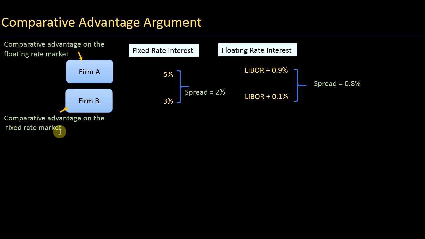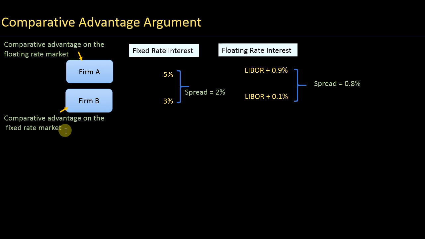market. The reason we say that is, if you look at it, of course firm B has a better interest rate, can borrow at a cheaper rate compared to firm A in both markets. But firm B can borrow 2% less than firm A in the fixed rate market, but in the floating rate market can only borrow 0.8% less than firm A. So that means firm B is definitely in a better position when borrowing in the fixed rate market, because firm B can borrow 2% less than firm A. So we say that firm B has a comparative advantage on the fixed rate market.